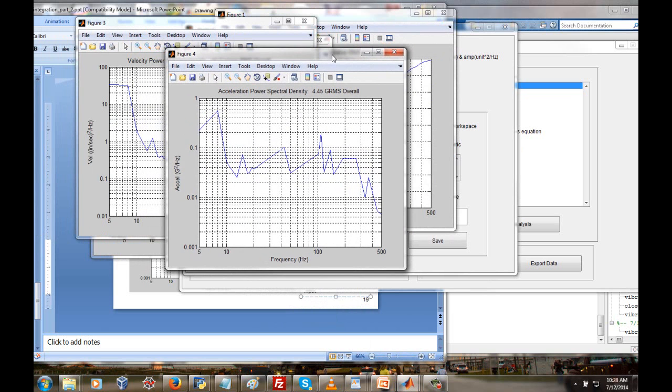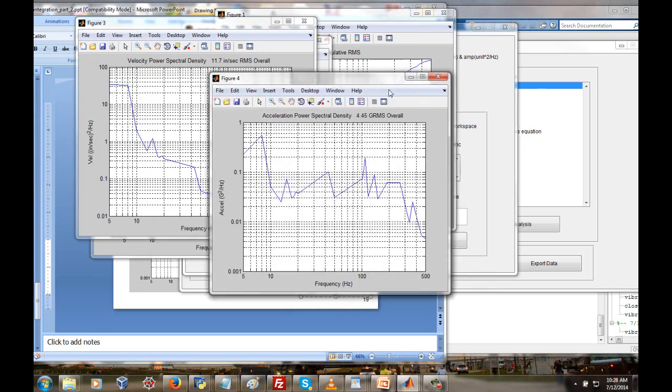Okay, figure 4, you've seen this before. This is the acceleration power spectral density, G squared per hertz versus frequency in hertz. Take the square root of the area under the curve. That's 4.45 GRMS overall.